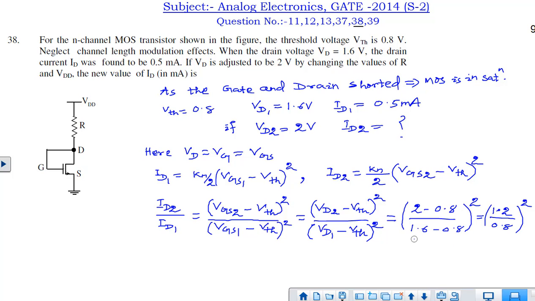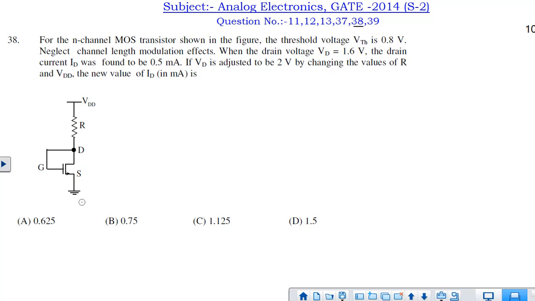So by putting in all these values, we will get ID2 equal to ID1 into 2.25 times, and ID1 is given as 0.5 milliampere. So we will get ID2 as 1.125 milliampere. Among the options, option C is the correct answer. Thank you.